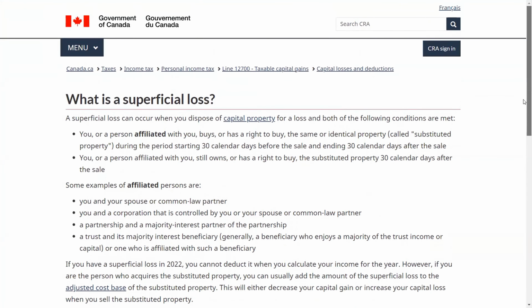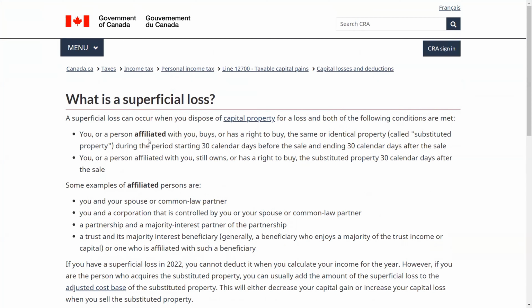Another key consideration for you is to avoid any superficial losses. The CRA, the Canada Revenue Agency of the Government of Canada, is very particular about this. What they mean by superficial loss is, as the website reads, a superficial loss can occur when you dispose of a capital property, say a stock, for a loss, and both of the following conditions are met.